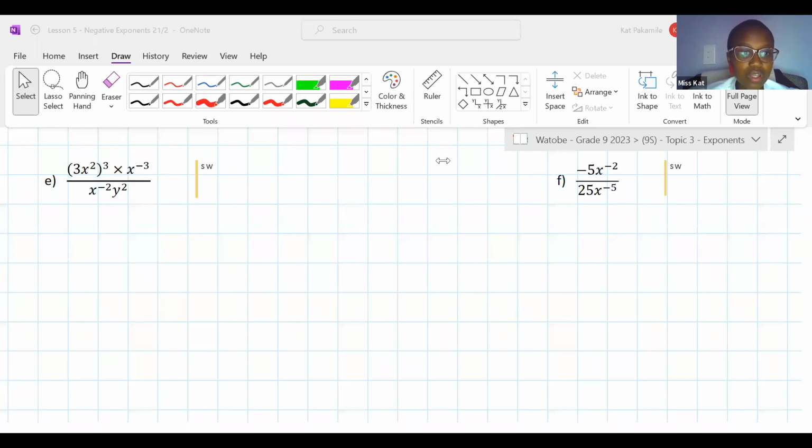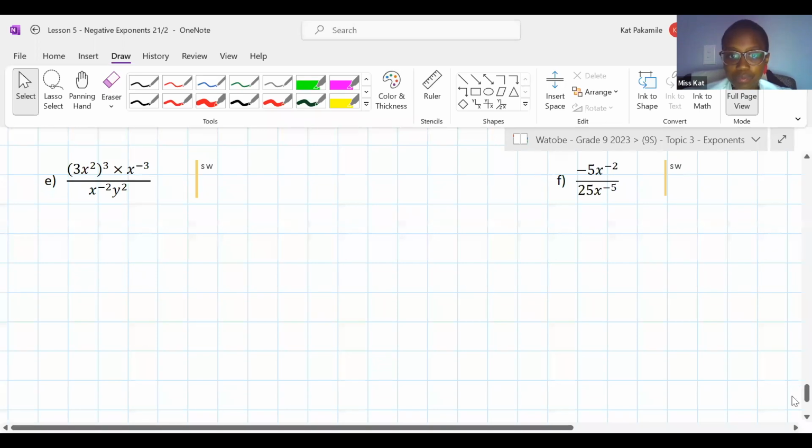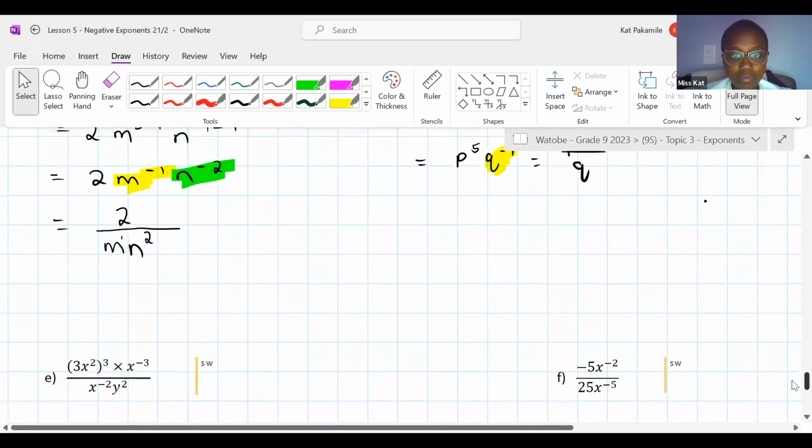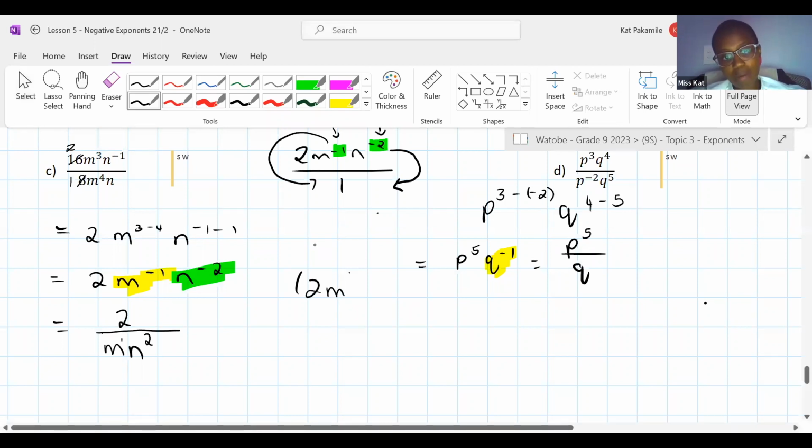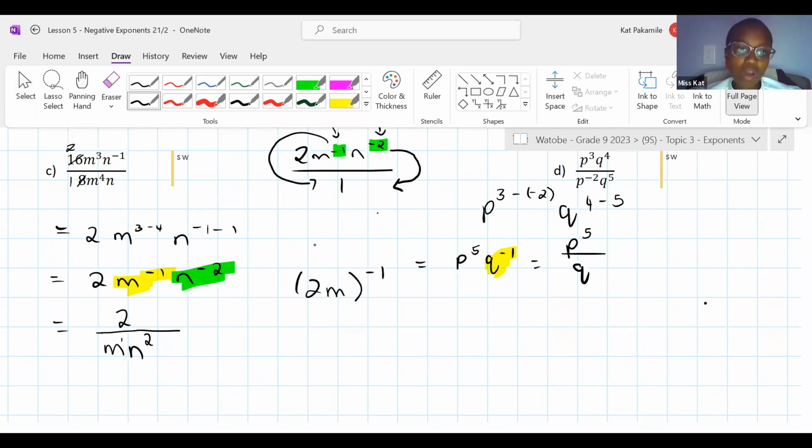Ma'am, I actually have a question. Oh, okay. What is your question? For C, ma'am, I understand why everything is the way it is, but why does the whole number separate from the coefficient? For C, you remember these are three different terms, essentially. We don't know what M is, and it's not part of the 2. If we were to move the whole of 2, we would have had to have brackets around it. For instance, if you have 2M to the negative 1, then you move the whole bracket to the denominator.